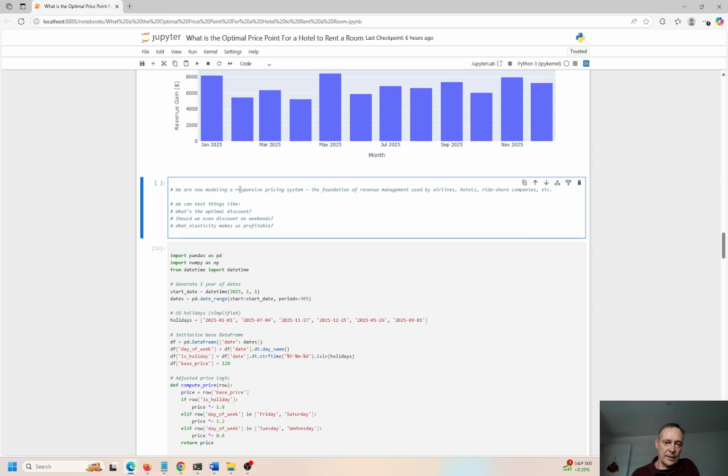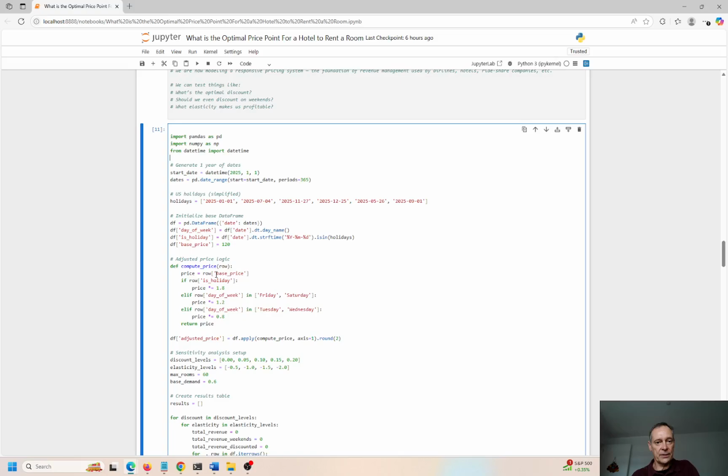You're welcome. Now we're modeling a responsive price system, the foundation of revenue management. And this can be applied to hotels. That's what we're looking at. This can be airlines. This can be ride-sharing companies. It doesn't matter, right? This is dynamic pricing. Uber does this. Hotels are doing this, right? Airlines are doing this. I'm just showing you how it works behind the scenes so you can learn this stuff too.